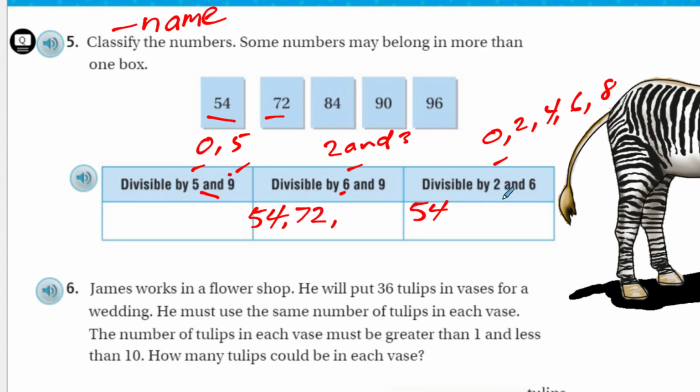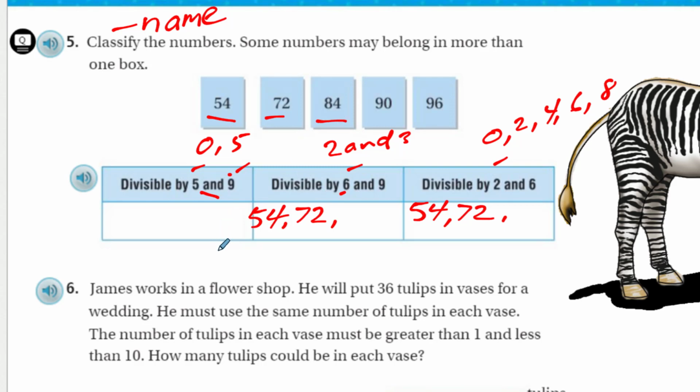Now, divisible by 2 and 6? Yes, it is. If it's divisible by 6 over here, it's definitely divisible by 2. So I'm going to go ahead and put my 72 over here too now. All right. So far, 54 and 72 are in a tie of being in the most boxes so far. Okay, maybe it could be like a competition with the numbers.